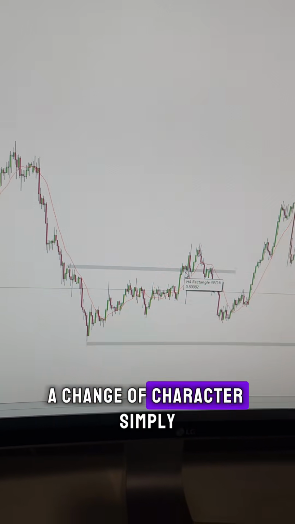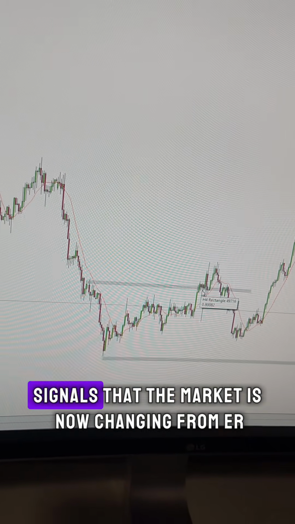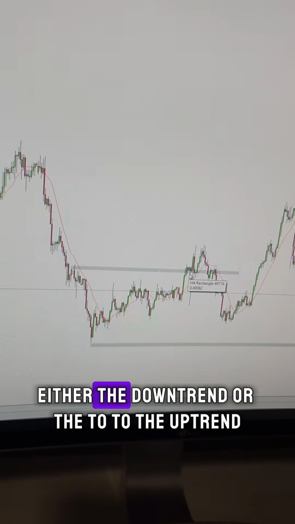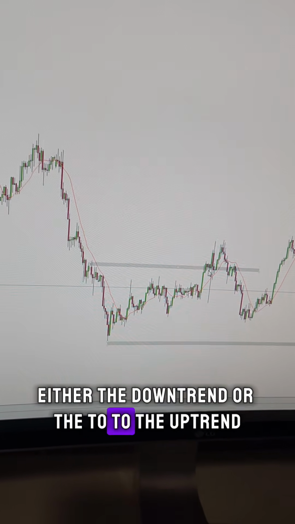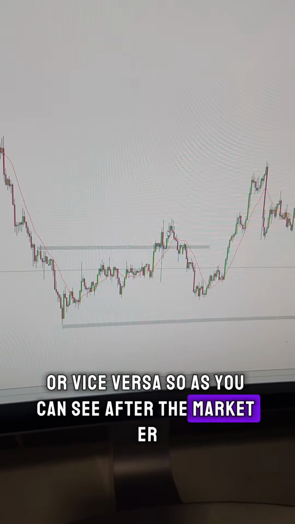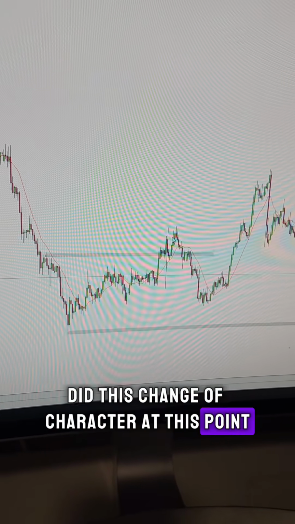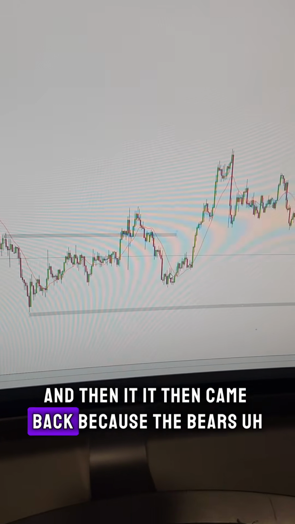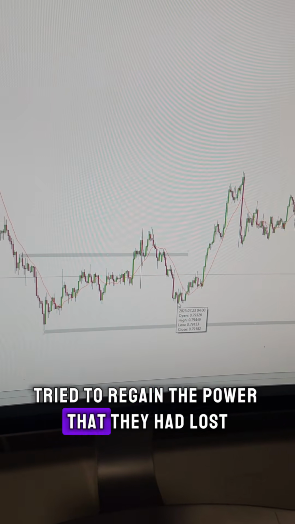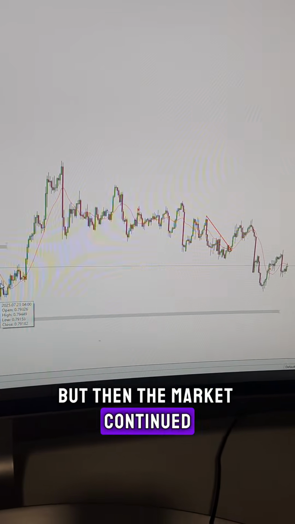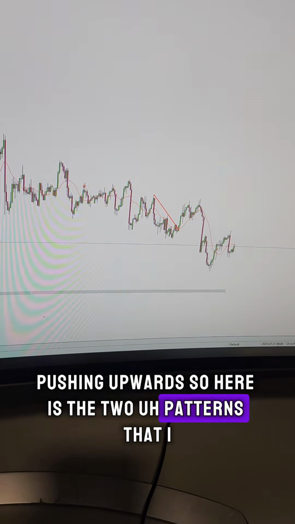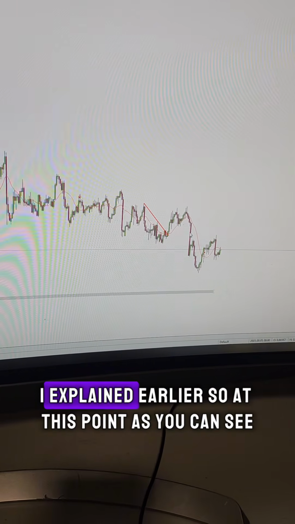So a change of character simply signals that the market is now changing from either the downtrend to the uptrend, or vice versa. So as you can see, after the market did this change of character at this point, it then came back because the bears tried to regain the power that they had lost, but then the market continued pushing upward. So here are the two patterns that I explained earlier.